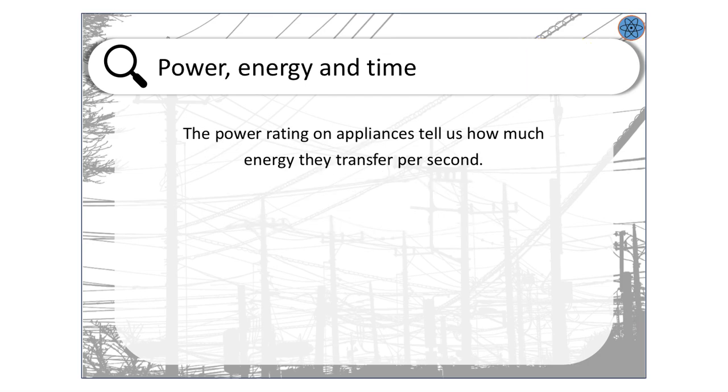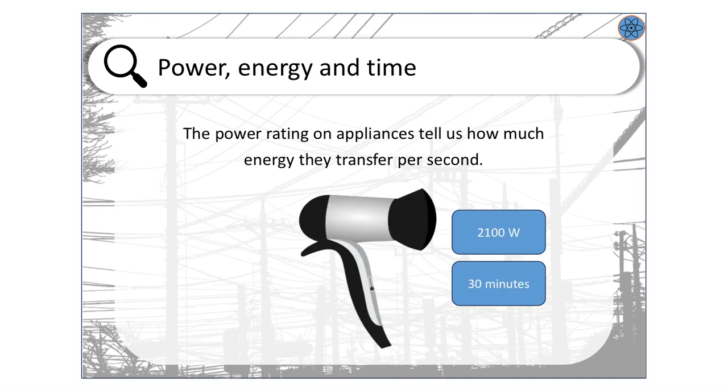So the word power is how much energy gets transferred every single second. And electrical appliances all have their power rating displayed on them. So for example, this hairdryer has a power rating of 2100 watts. So that means that every single second it transfers 2100 joules of energy.